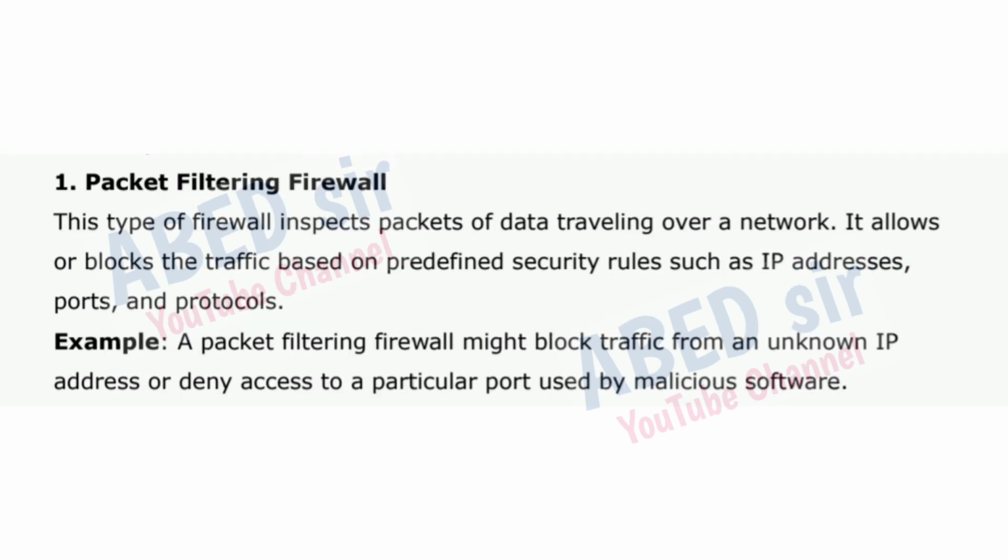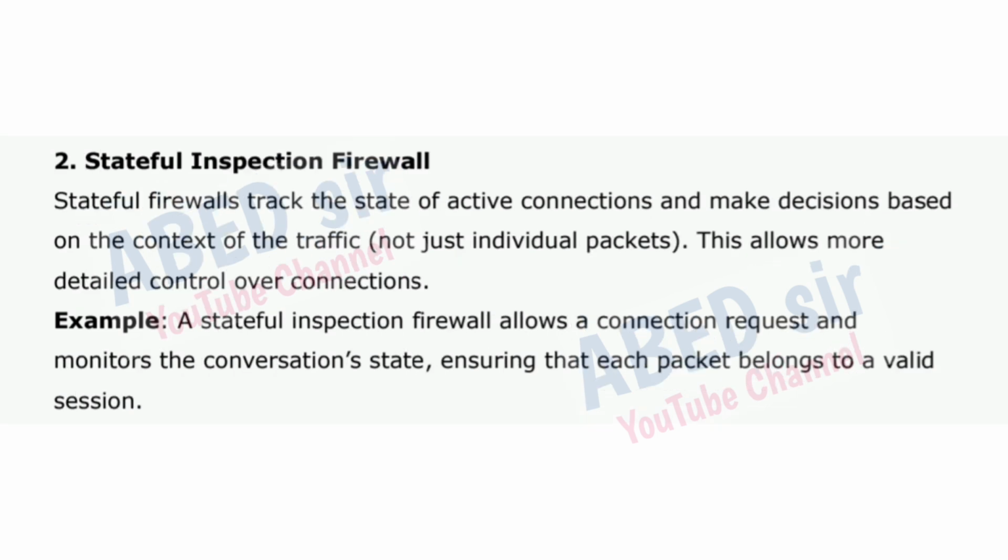1. Packet filtering firewall. This type of firewall inspects packets of data traveling over a network. It allows or blocks the traffic based on predefined security rules such as IP addresses, ports, and protocols. Example, a packet filtering firewall might block traffic from an unknown IP address or deny access to a particular port used by malicious software.